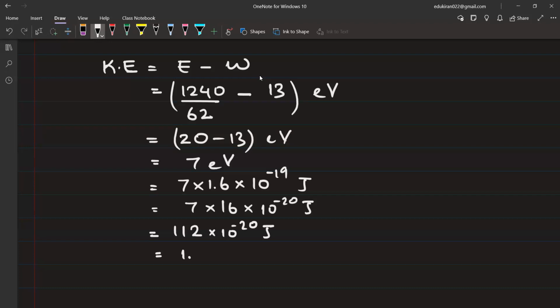In scientific notation, it will be equal to 1.12 into 10 to the power minus 18 joules.